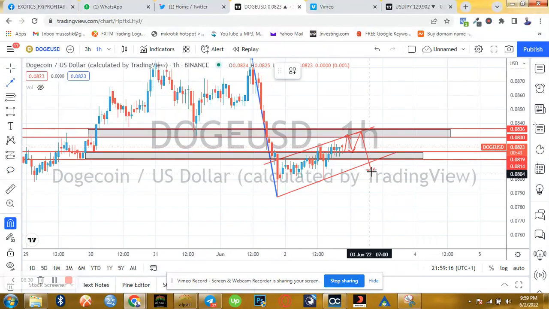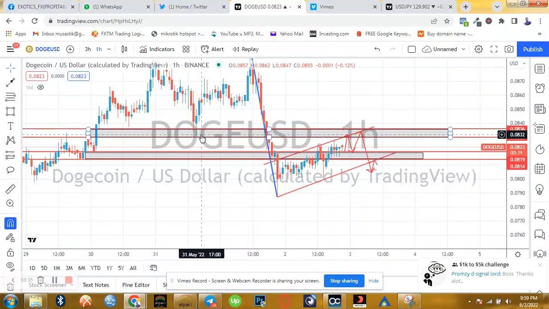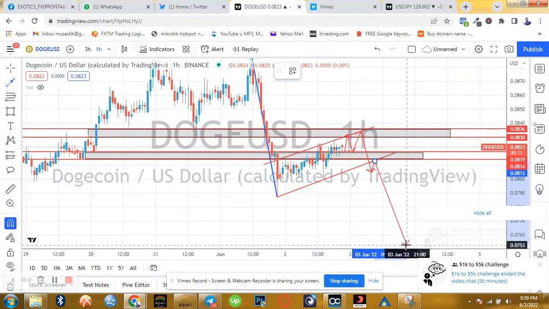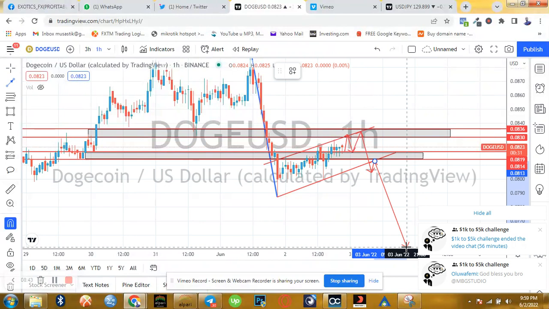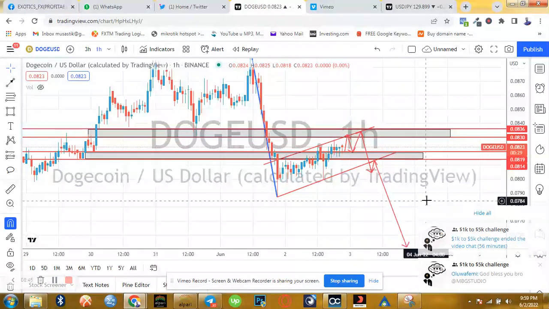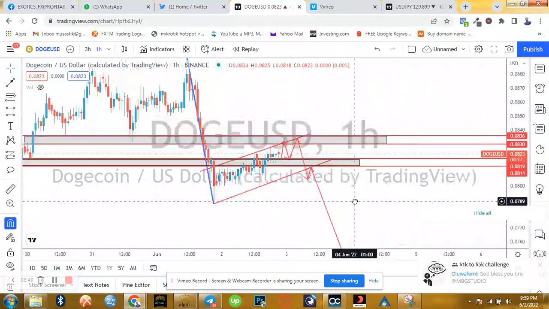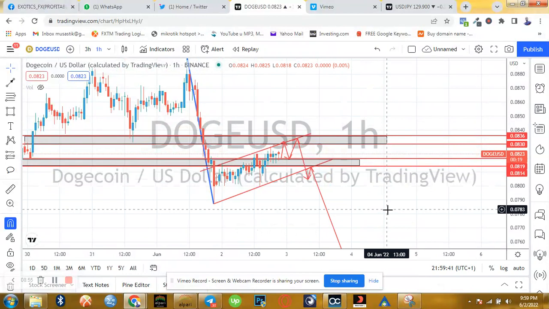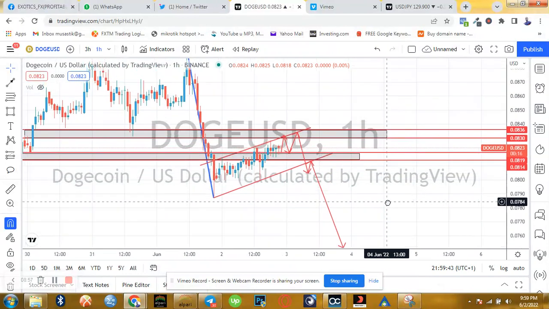It will retest this zone again. Once it retests it, what's the next thing? The price is coming down. So forex trading is all about patience. This is one of the ways of trading the flag pattern, the same way you trade the bullish flag.